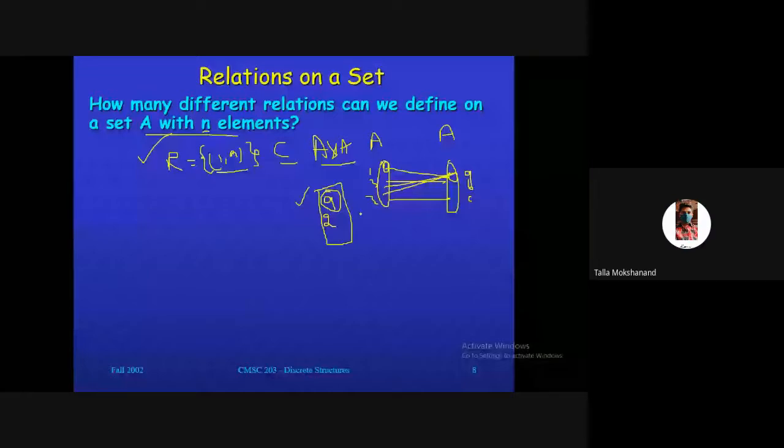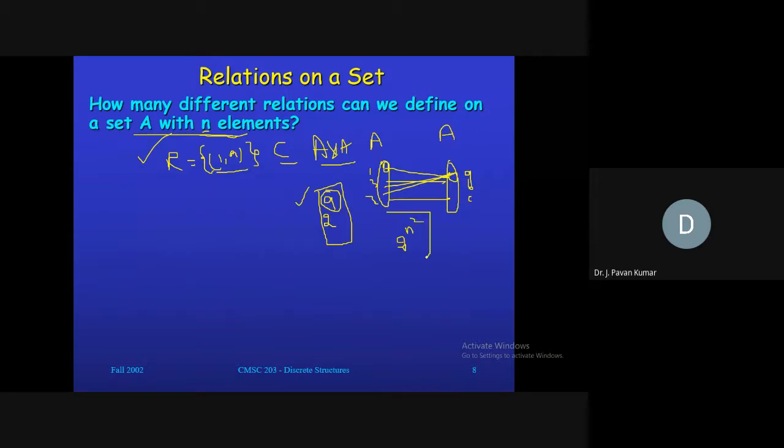N square elements. Yes, n square. If you consider the relation defined on the same set, then there will be n square pairs. So 2 power n to the power of 2, that is, 2 power n square number of relations we can form.